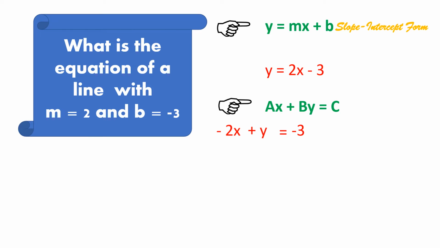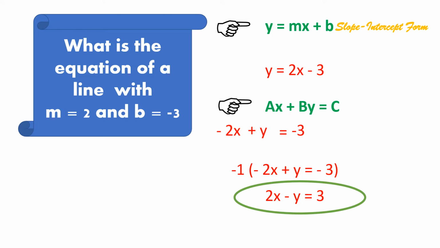Since our leading coefficient is negative, take note that in standard form, the leading coefficient is always positive. And to make it positive, we will multiply each term by negative 1. So that will now become negative 1 times negative 2x is positive 2x, and negative 1 times y is negative y, and negative 1 times negative 3 is positive 3. So that is now our standard form.